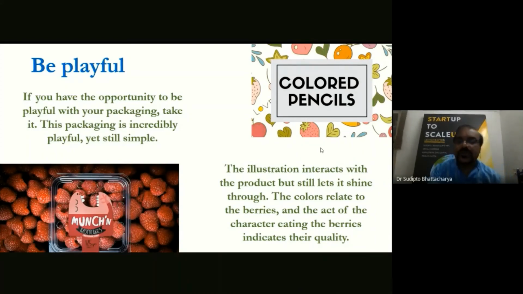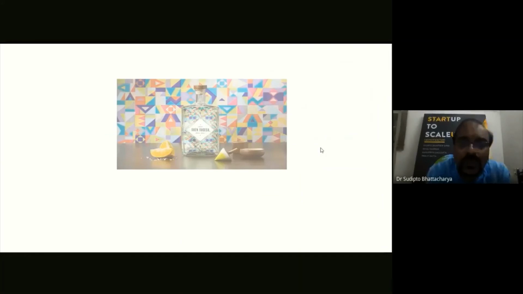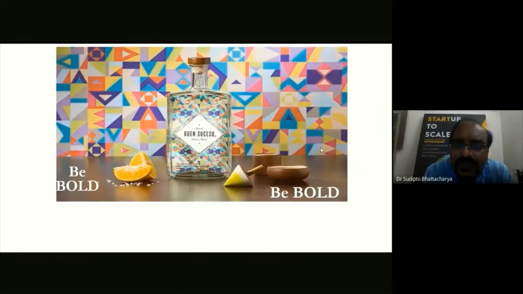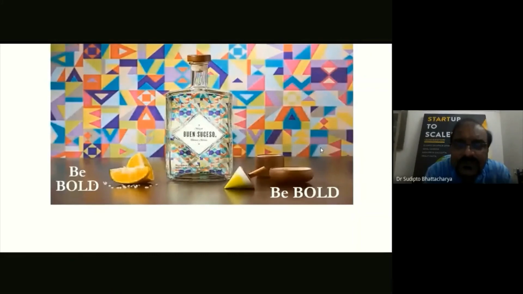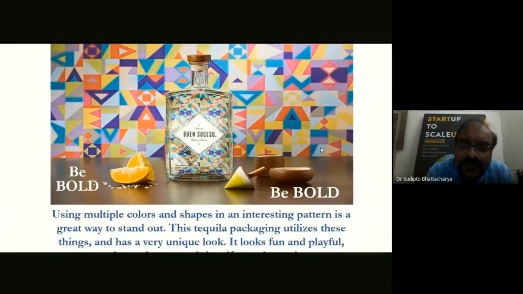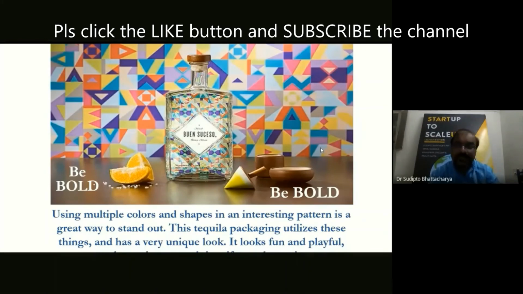The colors relate to the berries, and the act of the character eating the berries indicates their quality. Then, be bold. Whenever you are using multiple colors and this scheme, you can be very bold and promote your brand using multiple colors and shapes in an interesting pattern so that they stand out from the clutter. This Tequila packaging utilizes these things, and it looks fun, very funny and playful, and it promises a good time. So something like that which you choose from.